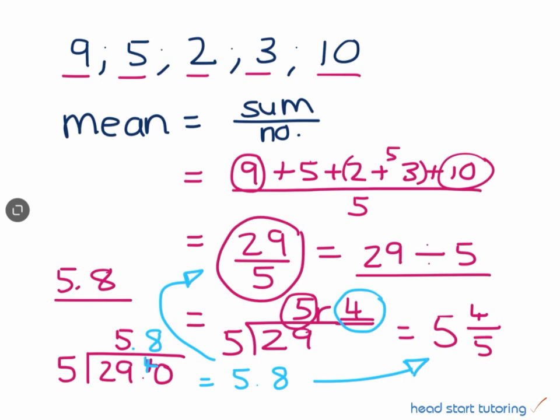So the mean average of the numbers 9, 5, 2, 3, and 10, we summed them together and then we divided them by 5 because that's how many numbers there are, and we got an answer of 5.8, or 5 and 4 over 5.